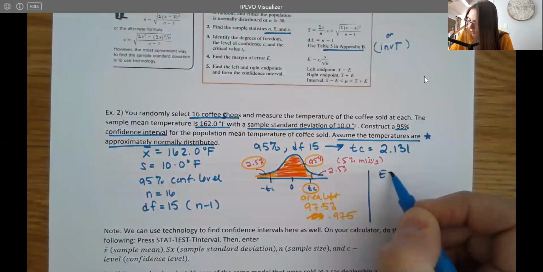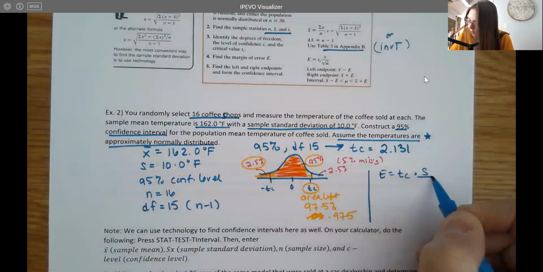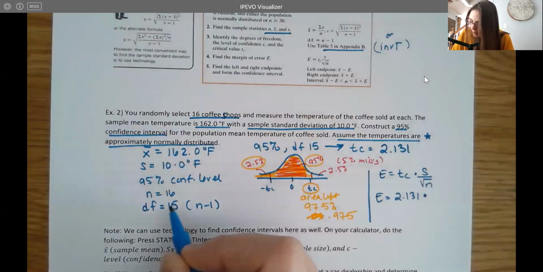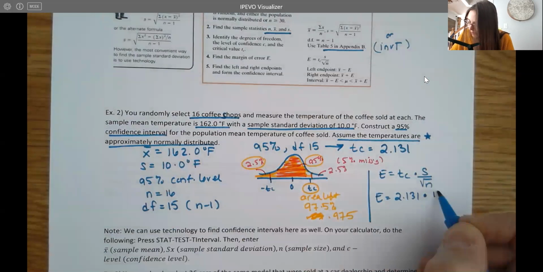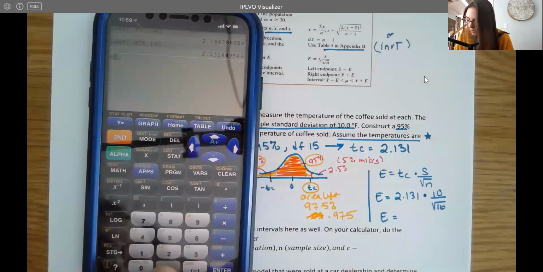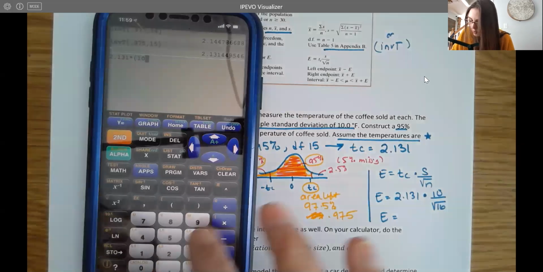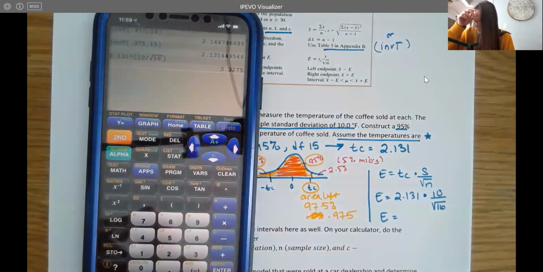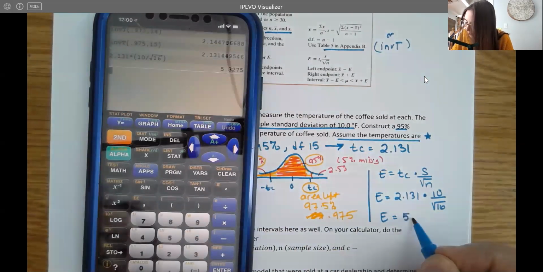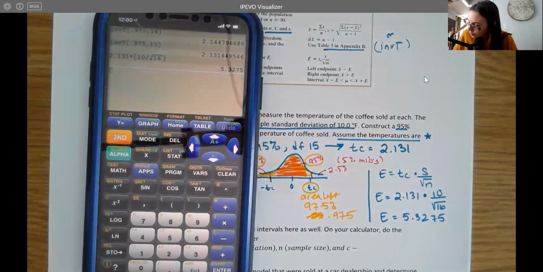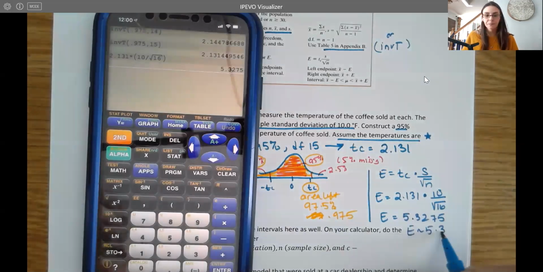So our error is that critical t-value times our standard deviation over the square root of n. So I'm looking at 2.131 times, standard deviation is 10, and then my sample size is 16. And I'm just going to use my calculator here to find this value. So 2.131 times 10 divided by the square root of 16. Now that I know is just 4, but I'm just going to leave it in the regular notation. And I get about 5.3275 for my error. So we're going to round it to one decimal place, stay in line with your book.